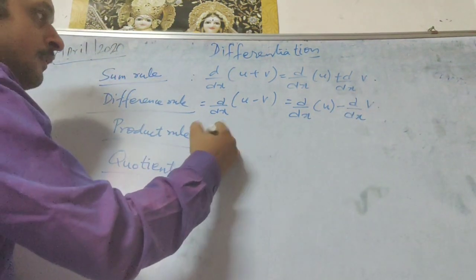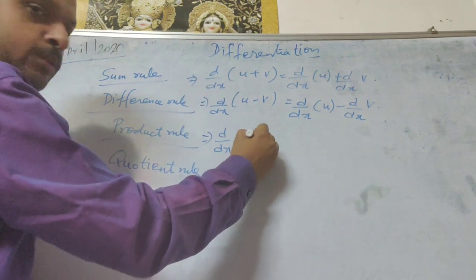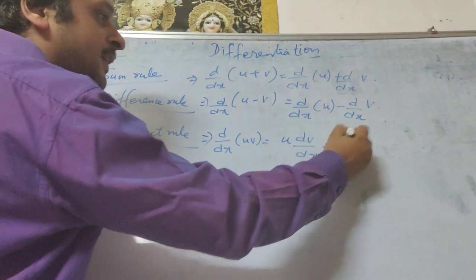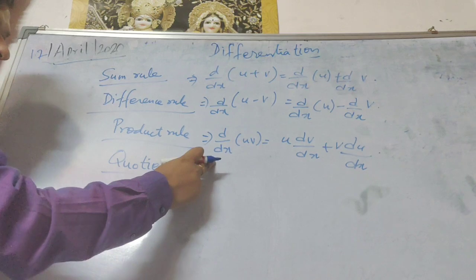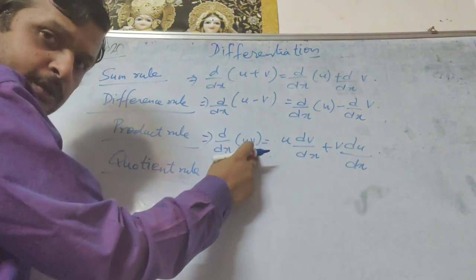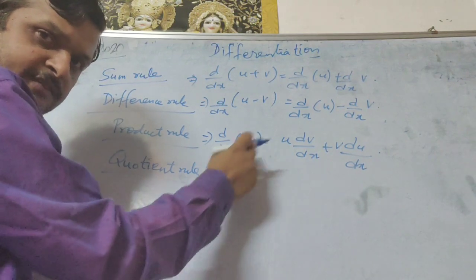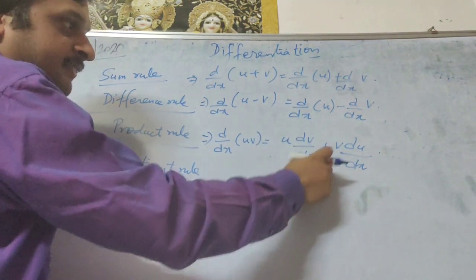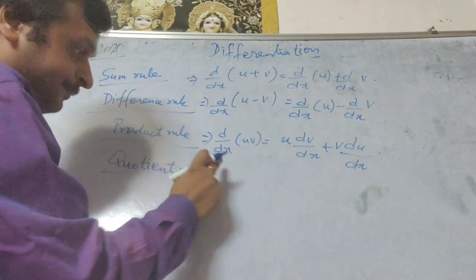Next, d by dx of u into v will be u dv by dx plus v du by dx. This is the product rule. For d by dx of u into v, u is the first function and v is the second function: first function into differentiation of the second function plus second function into differentiation of the first function. That is the product rule.